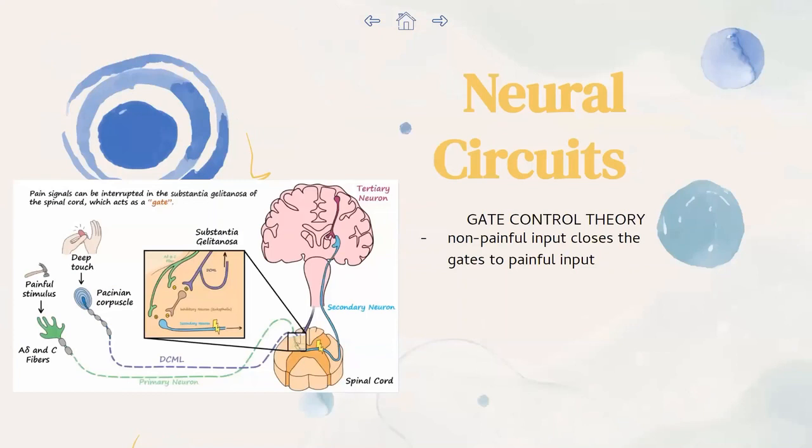There are also multiple circuits that modulate pain. One theory is the gate control theory, as depicted in this diagram. It was first proposed by Melzack and Wall in the mid-1960s. The overall concept of this theory is that non-painful input closes the gates to painful input, which results in the prevention of pain sensation from traveling to the central nervous system. It is basically referring to the production of presynaptic inhibition that blocks incoming pain signals when it says closes the gates. This theory paints a general picture for how pain is modulated, which is simply by blocking pain signals.